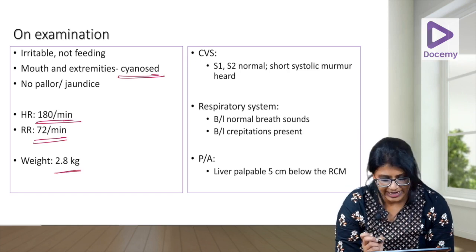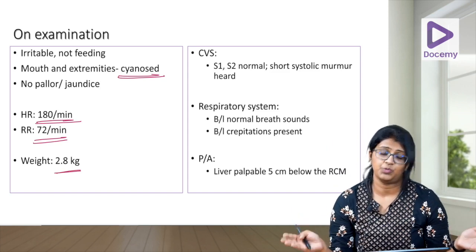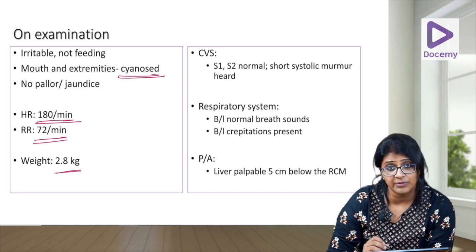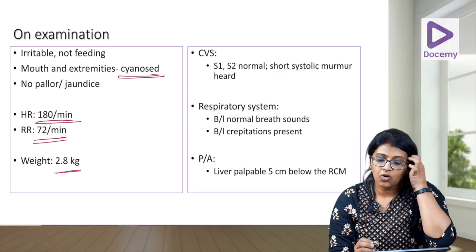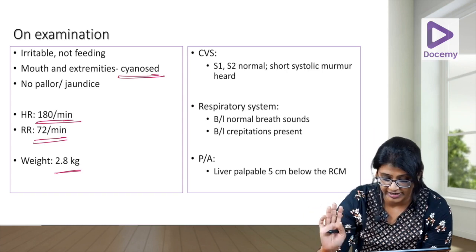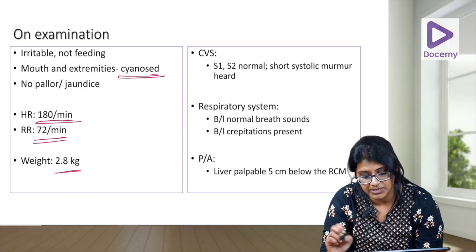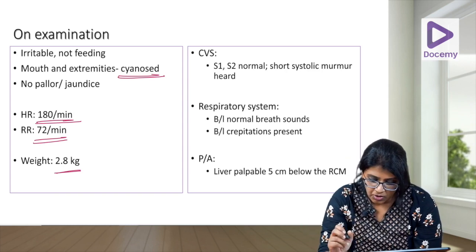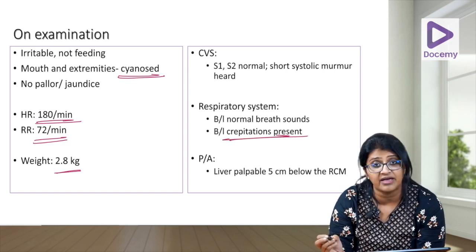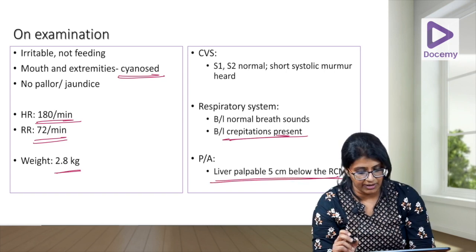The weight is now 2.8 kgs. All of you should know that a normal newborn can lose up to 10% of birth weight in the first 10 days and then regain it over that period of time. So, we are not so worried about this weight at this point of time. You do quick examinations, you do not have time to do a detailed examination right now. The baby is cyanosed. The first and second heart sounds are normal. There is a short systolic murmur heard. On the respiratory system, you have bilateral normal breath sounds, but you have crepitations heard everywhere. And you have a liver which is palpable 5 centimeters below the right costal margin.